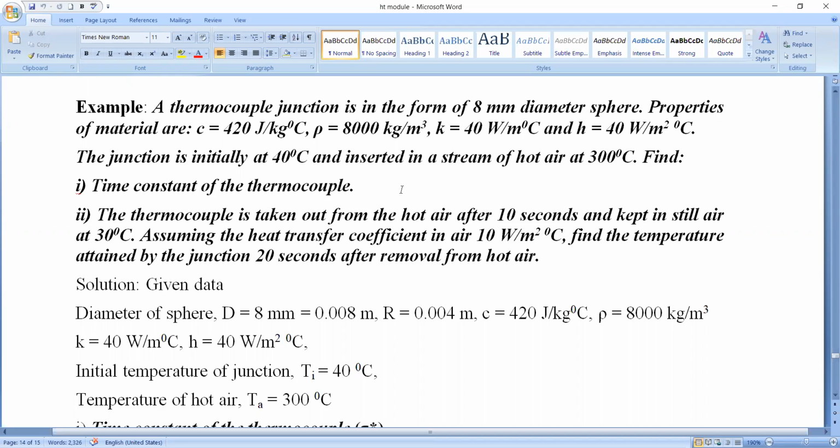Today we are going to discuss the numericals on the application of lumped parameter analysis in the temperature measuring instruments. Okay, so let's read the problem carefully.